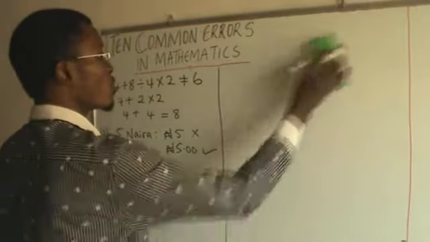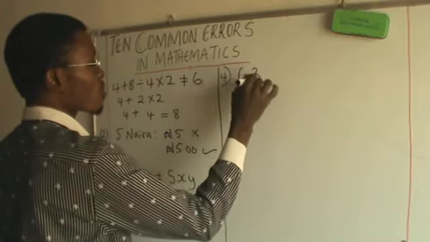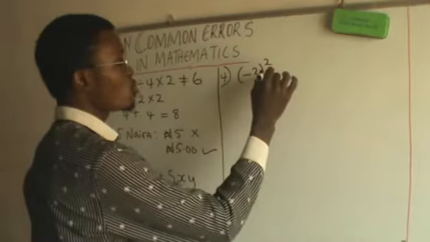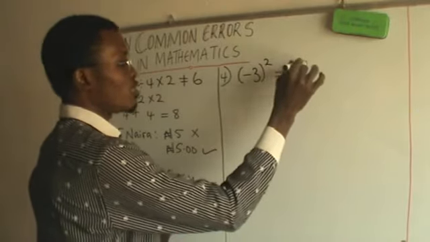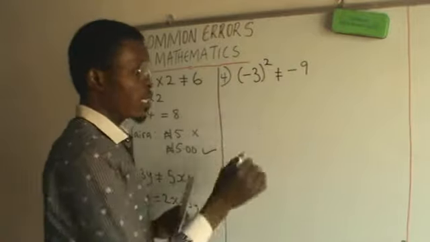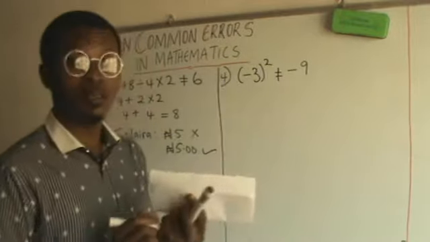Going to the fourth error, we have a problem, say minus 3 all square. Many learners express this to be what? Minus 9. Is this correct? Absolutely not. Why? Because this square outside the bracket is affecting everything in the brackets.